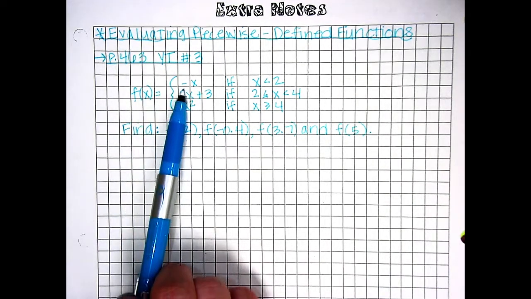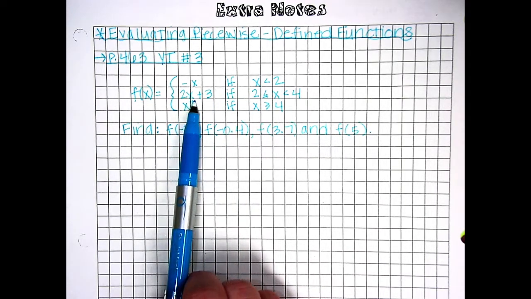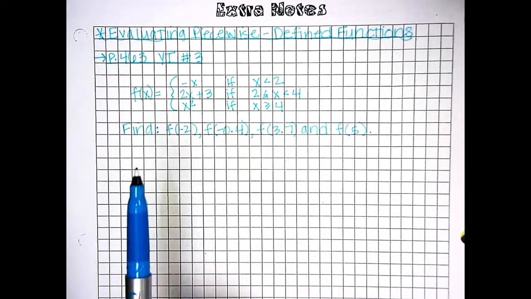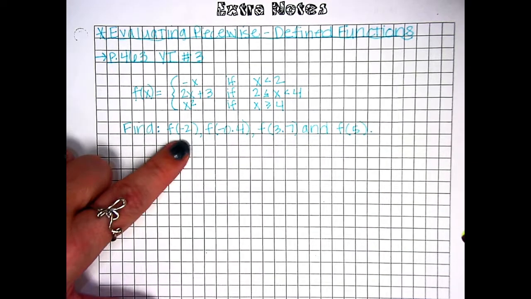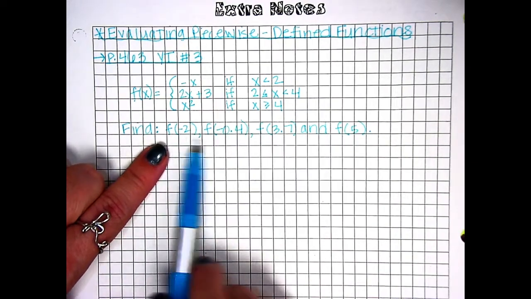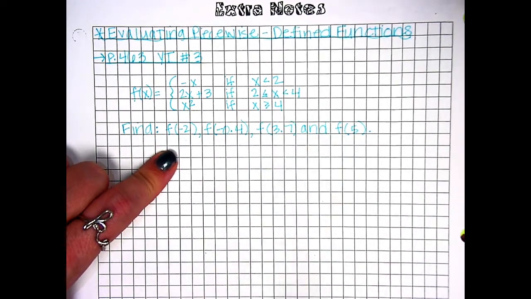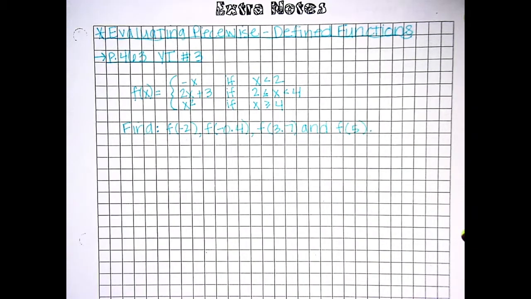So f of x equals negative x if x is less than 2; 2x plus 3 if 2 is less than or equal to x is less than 4; and x squared if x is greater than or equal to 4. And it wants us to find f of negative 2, negative 0.4, 3.7, and 5. I'm going to go ahead and switch pen color. It's very hard to see.